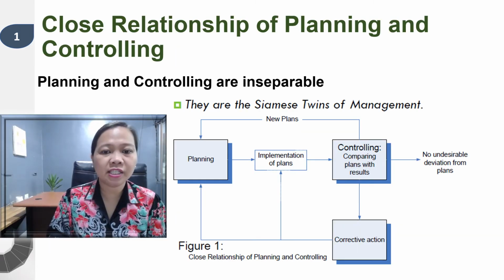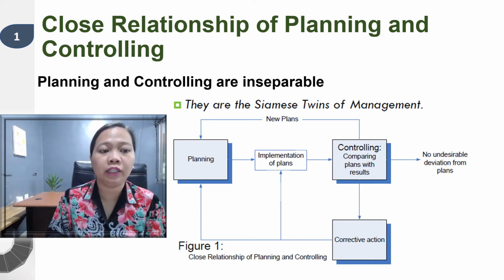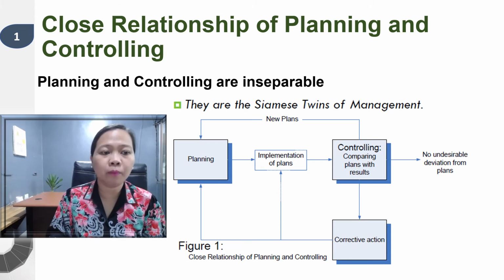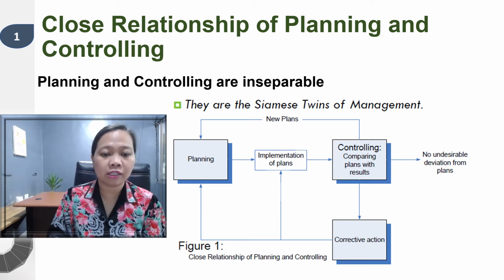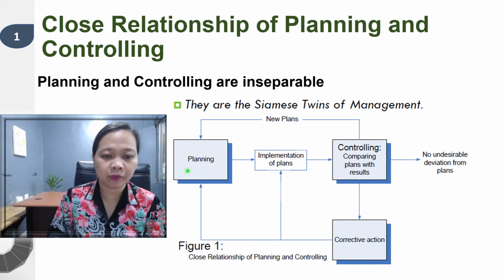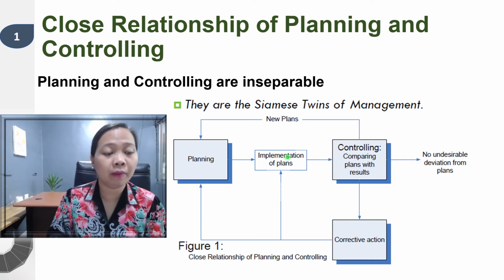Planning bridges the gap between where you are right now and where you want to go in the future. It is also important to point out that planning and controlling go hand in hand. As shown in the figure, if you have plans, then you need to make the step-by-step procedure on how to achieve your plans, and then you implement it. Controlling will tell you that you are going where you should go.